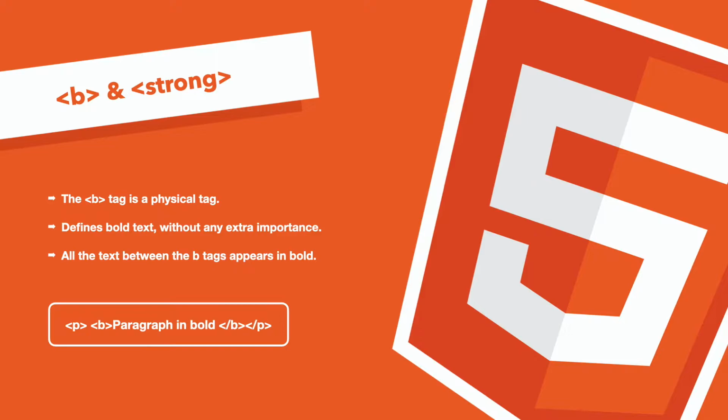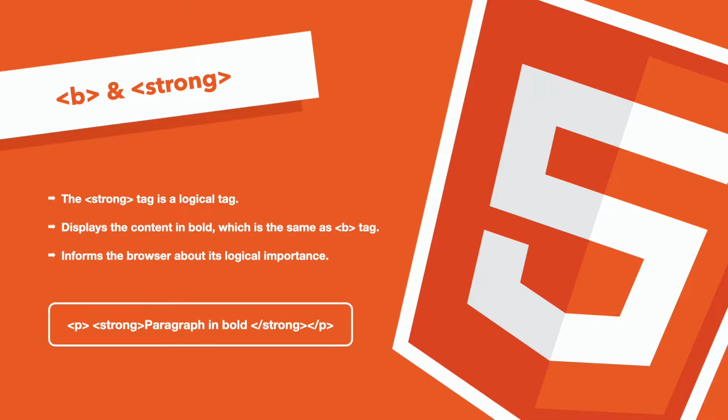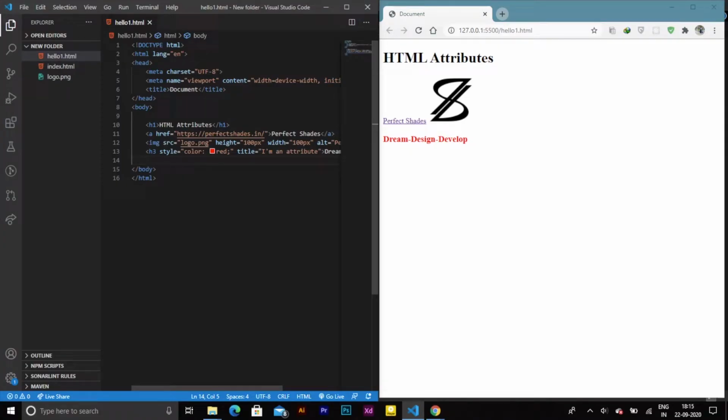The B tag is a physical tag which defines bold text without any extra importance. So all the text between the B tags appears in bold. The strong tag is a logical tag which displays the content in bold, which is the same as the B tag, and informs the browser about its logical importance. Now let's see this in VS Code.